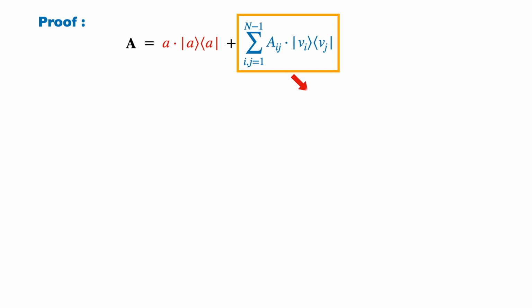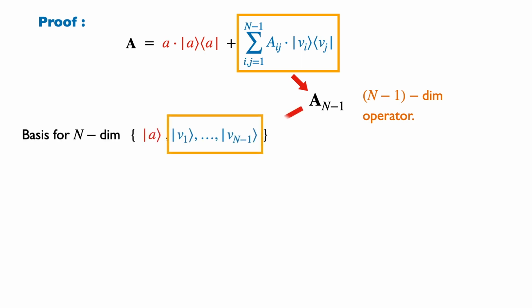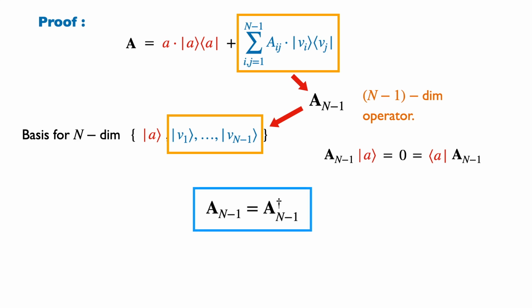Going back to our proof, we see that operator A can be separated into two non-overlapping parts. We can denote the blue operator by A_{n-1}. This is an n-1 dimensional operator because from its definition, it acts only on vectors that live in the subspace spanned by the v states to give some other vectors living in the same subspace. Its action on state a is 0. This operator is also Hermitian, as its matrix is a Hermitian matrix, which was shown earlier.